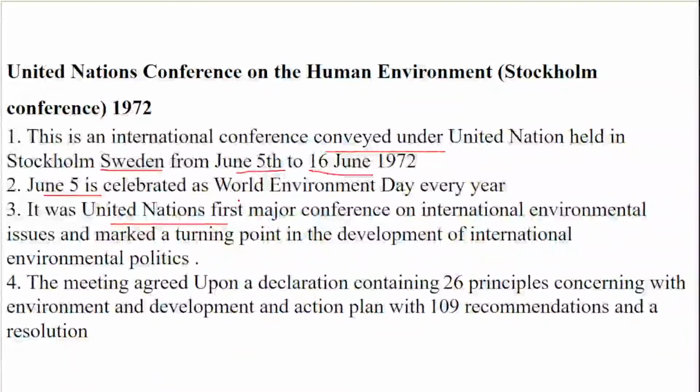So yes, it can come in a statement question or an assertion reasoning question. You should be very well aware about this. The meeting agreed upon a declaration containing 26 principles concerning environment and development, with 109 recommendations.